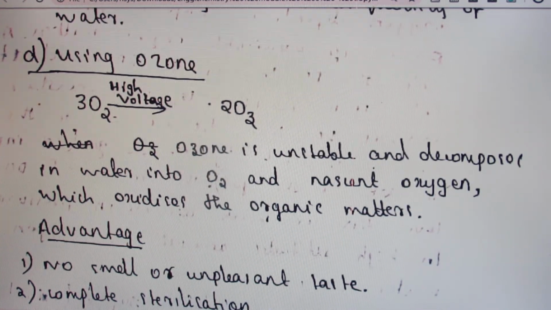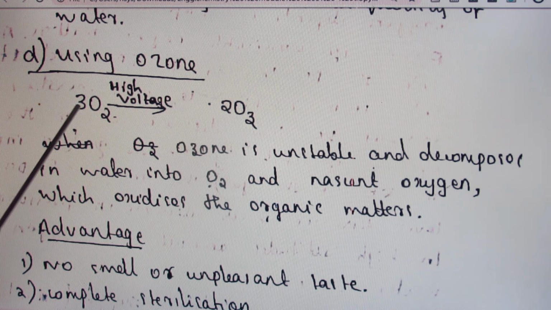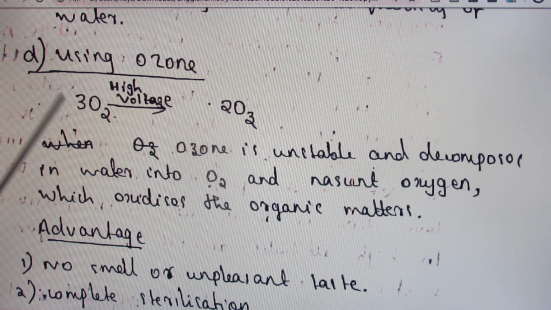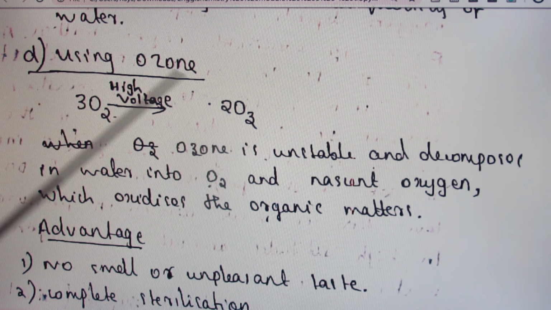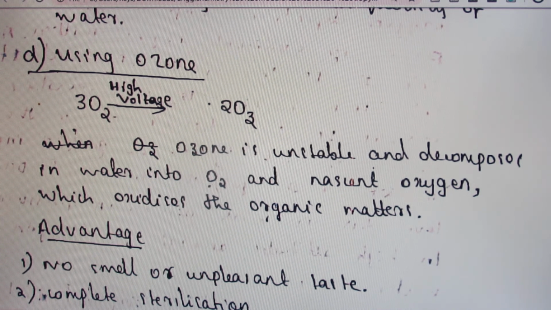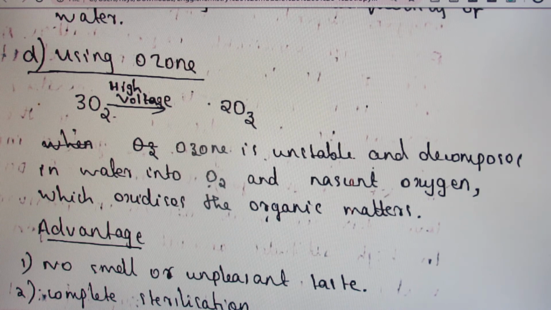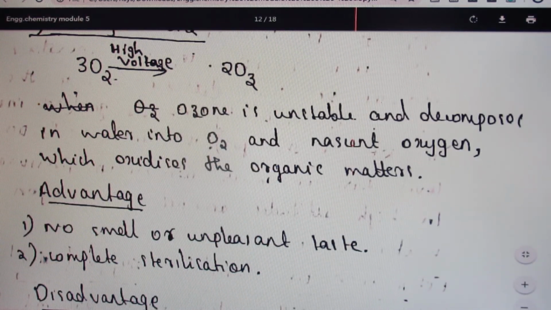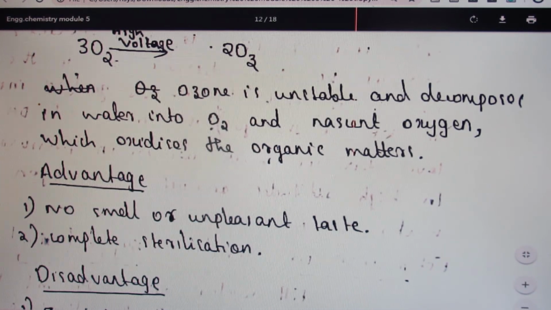Okay. Then one more method used for disinfection is using ozone. How is ozone produced? When oxygen is passed through high voltage, we get ozone. This ozone is highly unstable in nature and it decomposes and forms nascent oxygen. The nascent oxygen is capable of destroying all the microorganisms present in water.